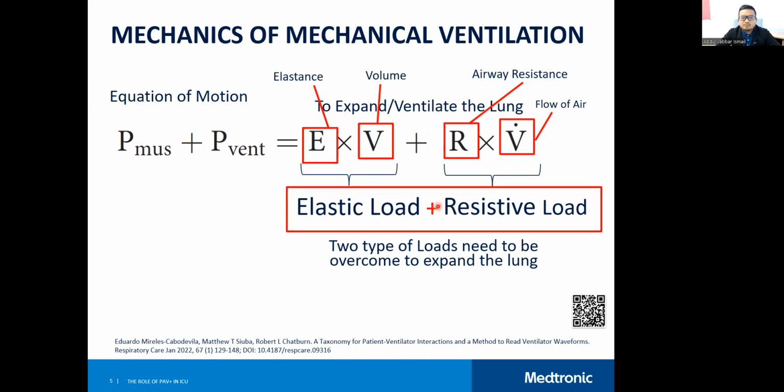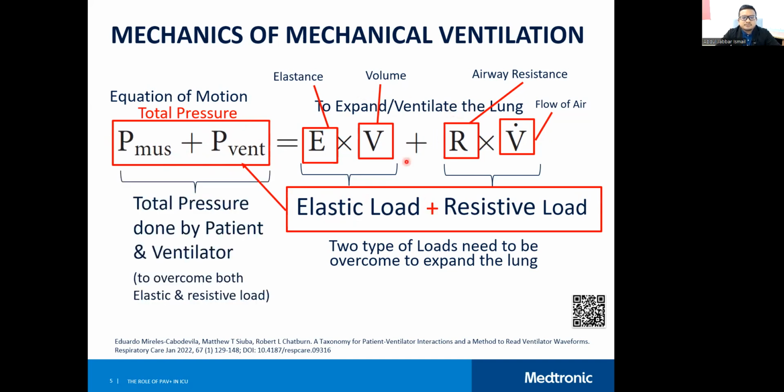This elastic load plus the resistive load needs to be overcome by a total pressure generated by the ventilator and also by the patient. Pmus, muscle, is the pressure from the patient. So the patient and the ventilator work together to exert positive pressure to overcome these two loads in order to expand or ventilate the lung. This is the total pressure done by the patient and the ventilator to overcome both elastic and resistive loads. Pmus is the patient, Pvent is the ventilator.